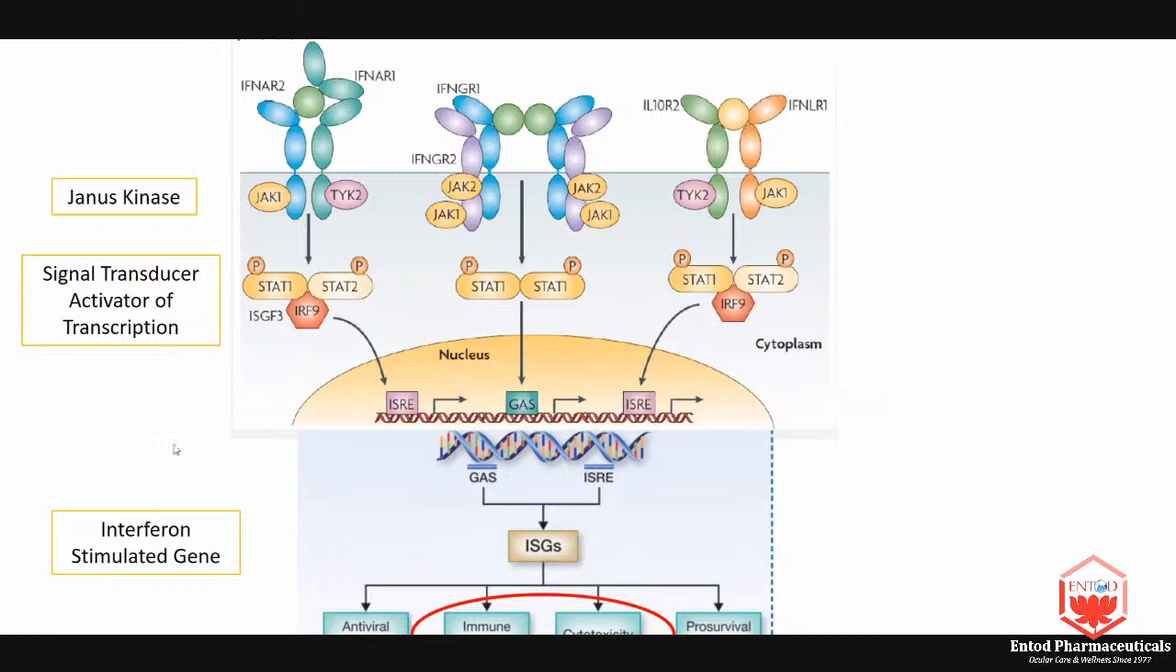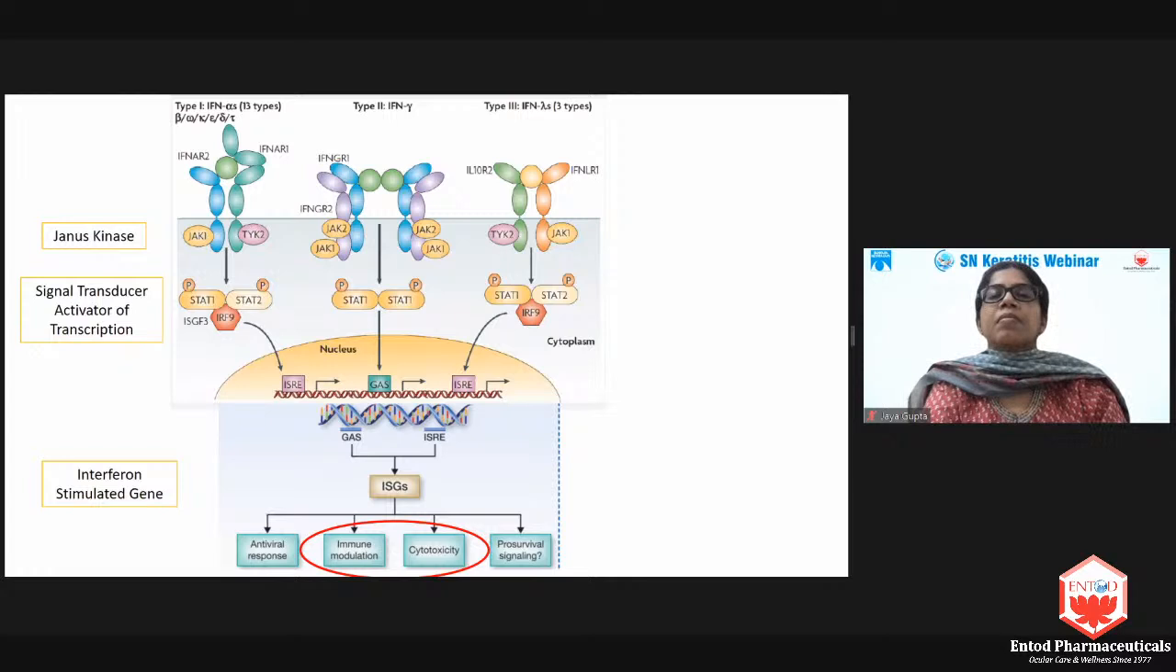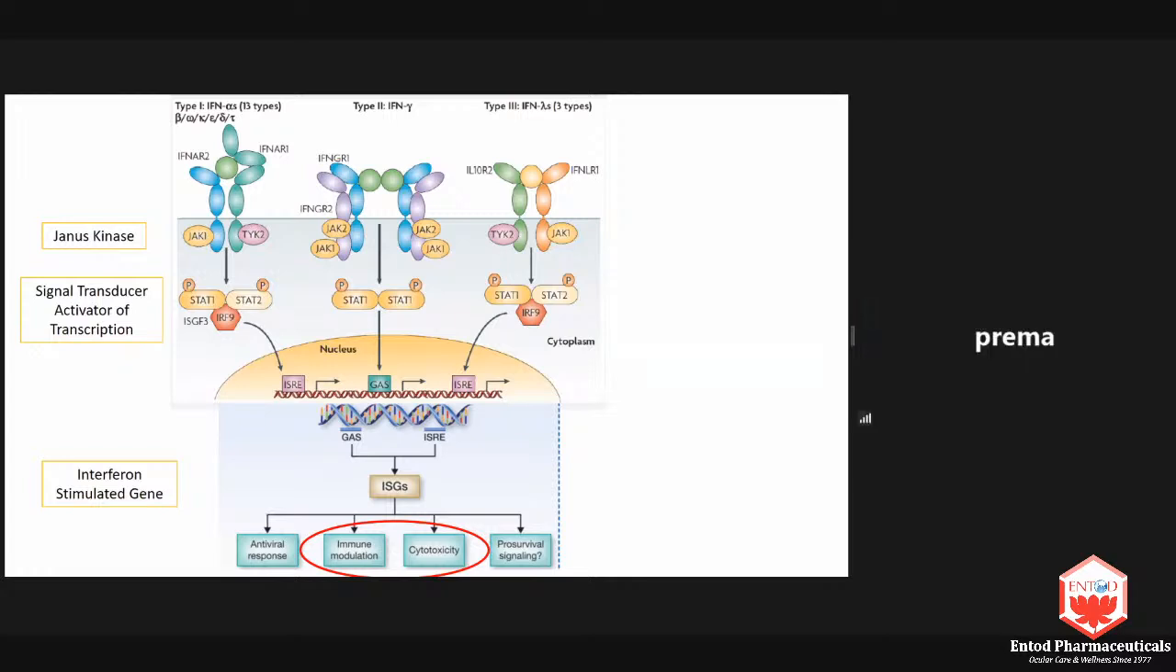The STAT in turn forms the transcription factors which enter the nucleus and act on the genes. So it causes the expression of the interferon stimulated gene, or the ISG. It is the expression of this gene that determines all its functions. And it has multiple functions: the antiviral response, the immune modulation, the cytotoxicity. But in the context of OSSN, we are strictly going to be more concerned about how it does the immunomodulation and how it attacks the cells.